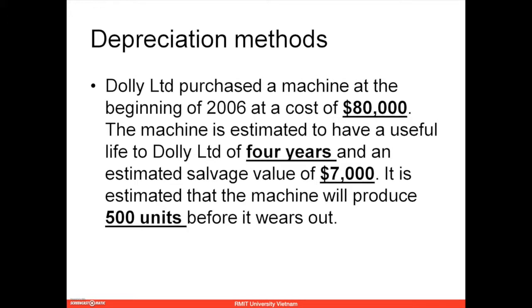Let's move to the depreciation methods. As mentioned before, there are three most common methods of calculating depreciation. Let's assume that a company has a machine. They purchased it at the beginning of 2006 at a cost of $80,000, and the company expected to use the machine for 4 years, and the salvage value, which is the value left after the machine has been used, will be $7,000. And one assumption is that before it expires, the machine will produce 500 units.